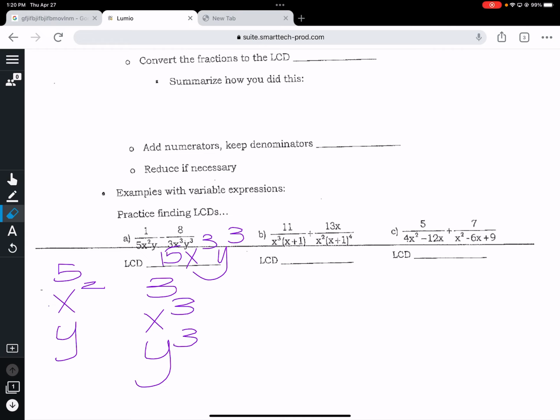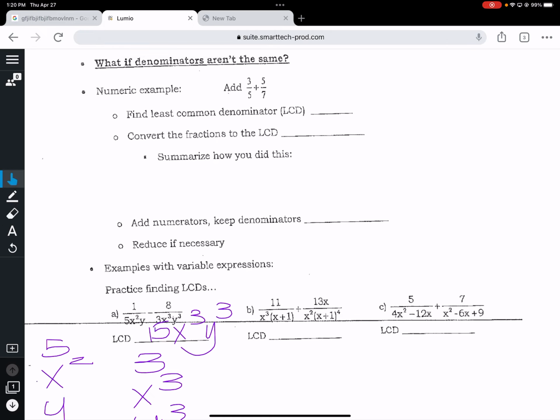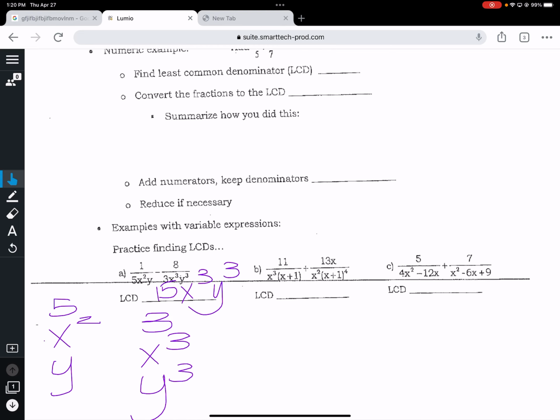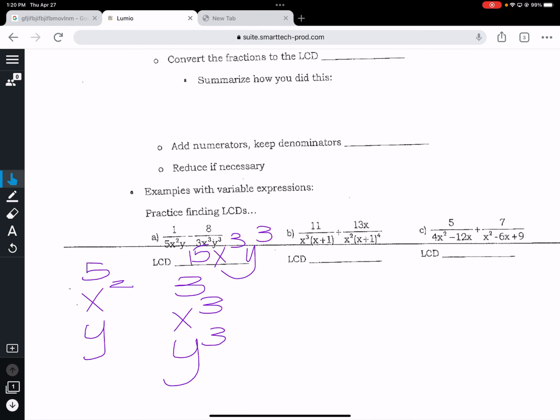All right, let's look at this next one. This gets fun and entertaining. Wait, and for the numerator, you just do 1 minus 8? No. Same process as working with regular fractions. If we were working with 3/5 and 5/7, you'd multiply the 3 by 7 and the 5 by 5. We'll do the same thing here. You'll figure out what you would do to 5x squared y to get 15x cubed y cubed. And that's what you would multiply the 1 by.